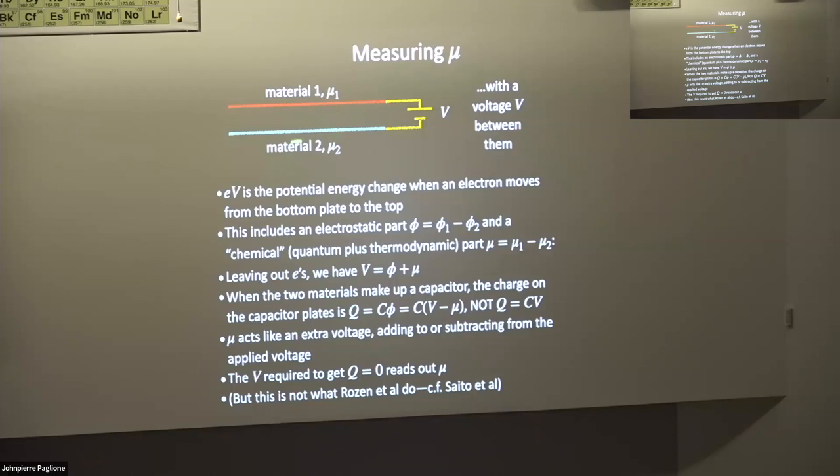holding Q of the capacitor plate constant, so Q will depend on the electrostatic. A capacitor is an electrostatic object. All it cares about is the arrangement of charges. It doesn't care about the chemical potentials. So you can look at charges, you can look at voltages. And then by holding one or the other of those things constant, you can use either voltage or charge to read out.